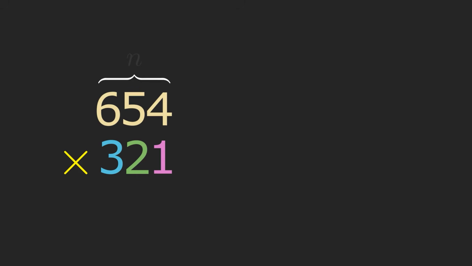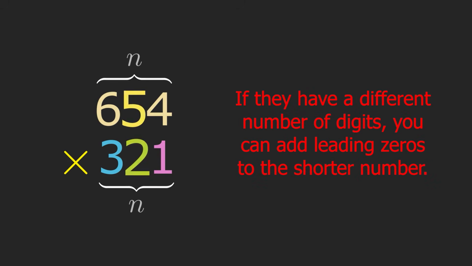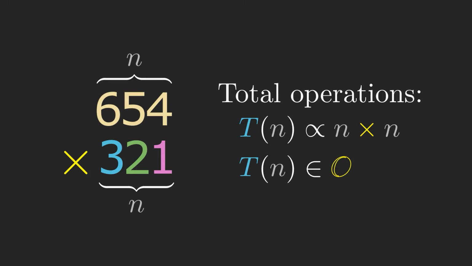In general, when both of these numbers have n digits, each of the n digits of the bottom number is multiplied with each of the n digits of the top number. So this algorithm would perform a number of operations proportional to n squared. This means an O(n squared) time complexity.